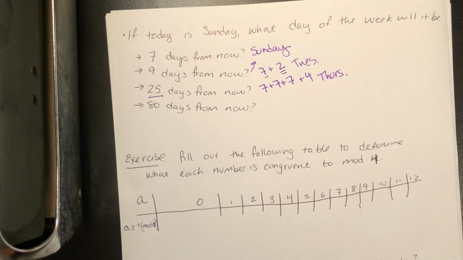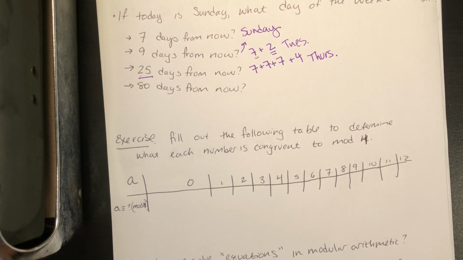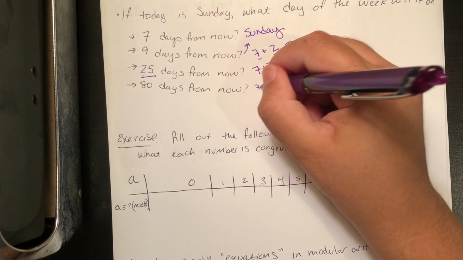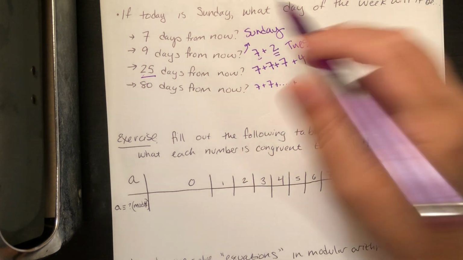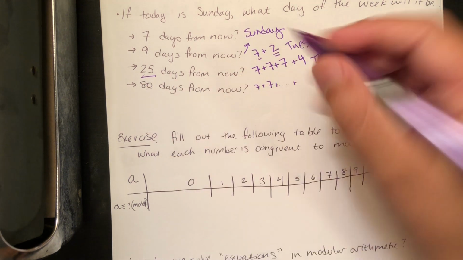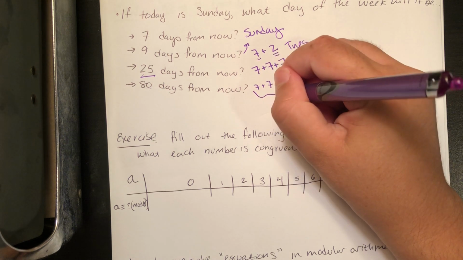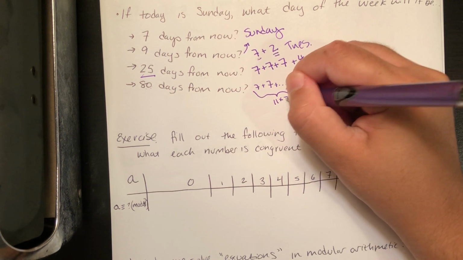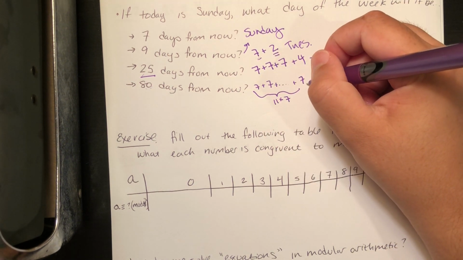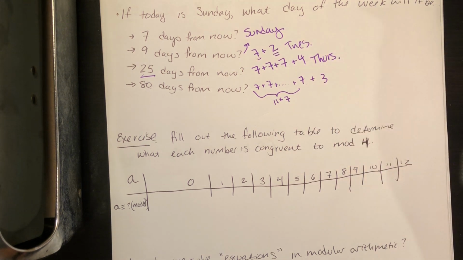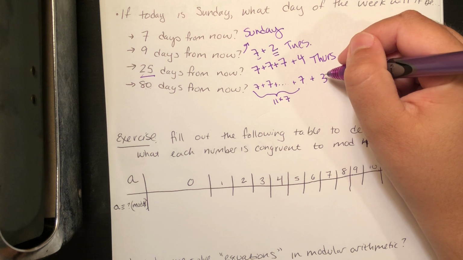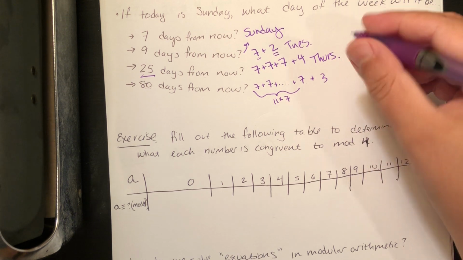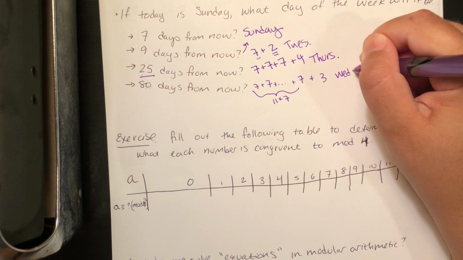And finally, what about 80 days from now? All right, let's try to use the same idea here. We add a whole bunch of copies of 7, until we get close to 80. The closest we can get without going over would be 77. So if we have 11 copies of 7, that gets us up to 77, and then an additional 3 days will get us to 80. All right, so from Sunday, an extra 3 days would get us to Monday, Tuesday, Wednesday.